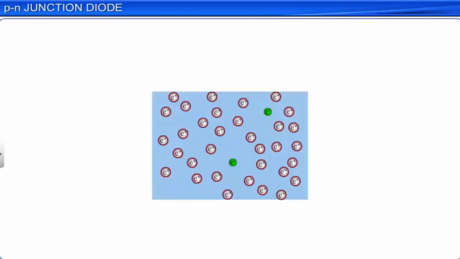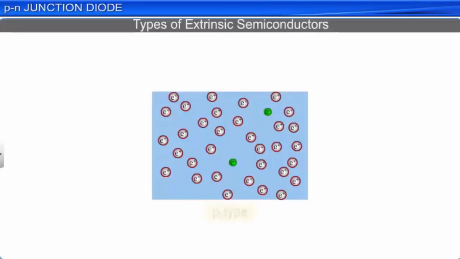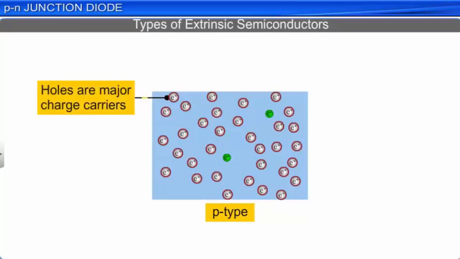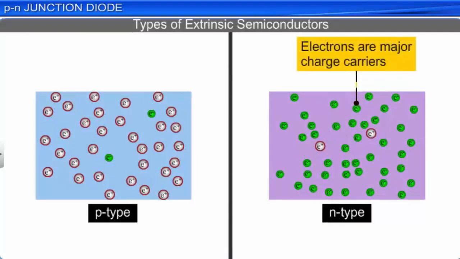Let us recollect that extrinsic semiconductors are of two types: p-type semiconductors, in which the doping agents are the trivalent impurities and the majority charge carriers are holes; and n-type semiconductors, in which the doping agents are the pentavalent impurities and the majority charge carriers are electrons.